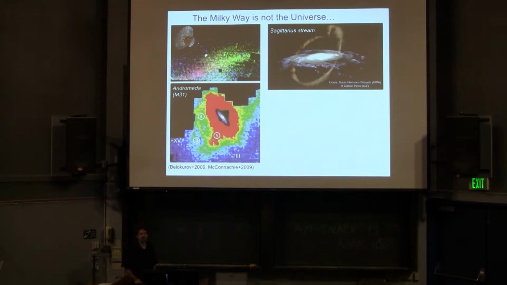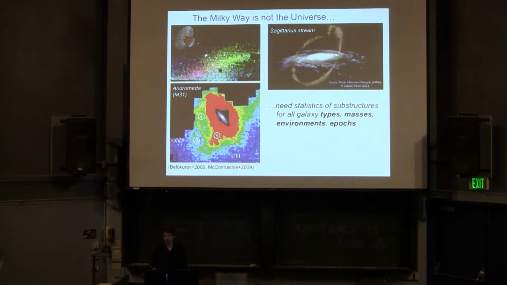I don't know if any SPLASH people are in the audience. There's great work that has been done on M31, with a lot of dynamic accretion happening there. But still, the Local Group is not the universe. We want to go farther and get the statistics of substructures over the full range of galaxy masses, types, and environments. Okay, it sounds pretty difficult, but let's try.